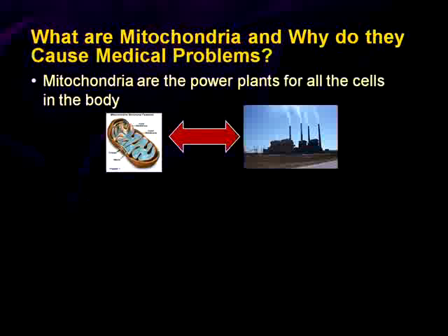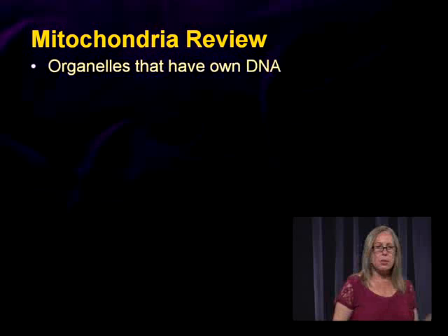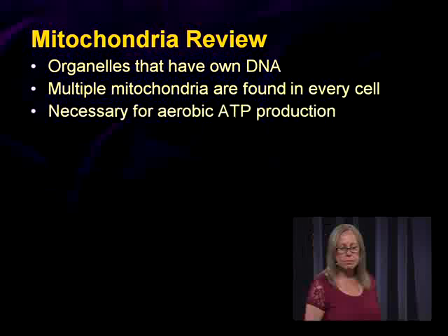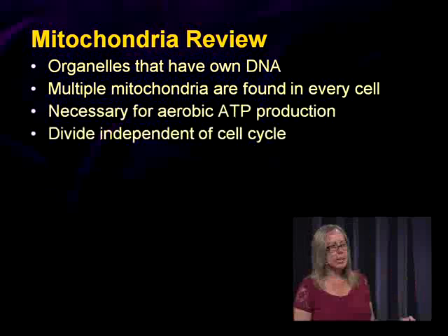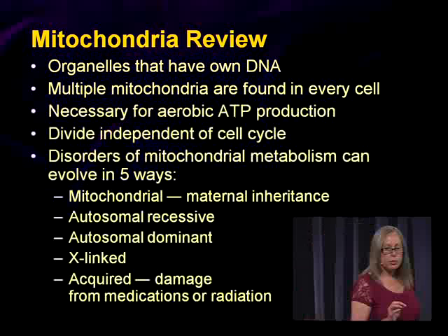The mitochondria, remember, are the power plants for all of our cells in the body. It's where all of the compounds come to so we can burn it and create energy. When your cell needs more energy, the cells make more mitochondria. Remember that the mitochondria have their own DNA. It's a little piece of circular DNA which is autonomous from ours. There are multiple mitochondria in every cell, and they're necessary for aerobic ATP production, and they divide independently of our own cell cycle. So disorders of the mitochondria metabolism can evolve in 5 different ways.